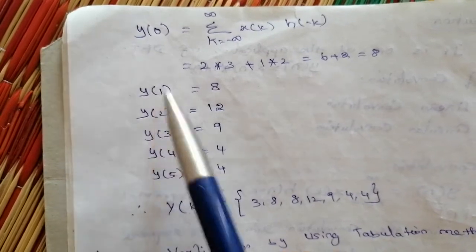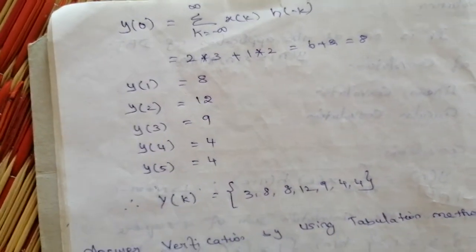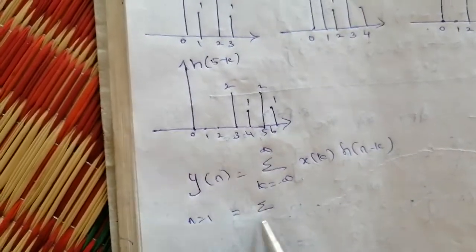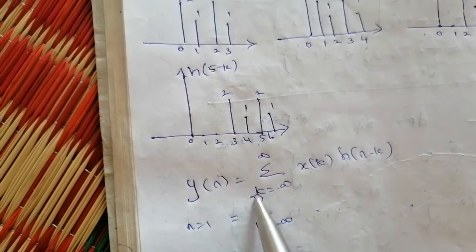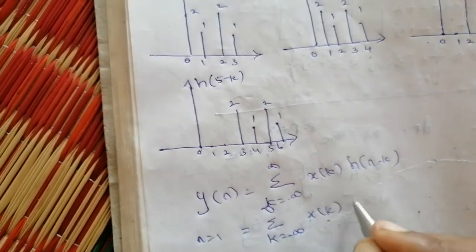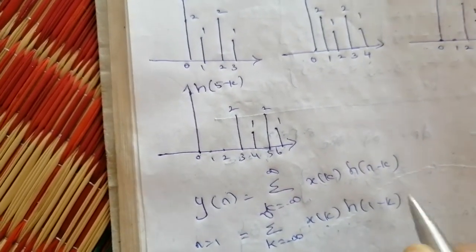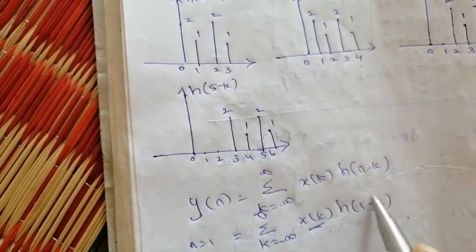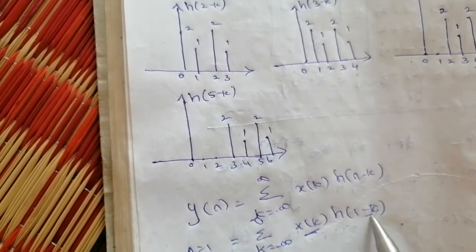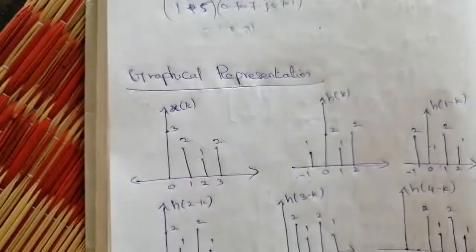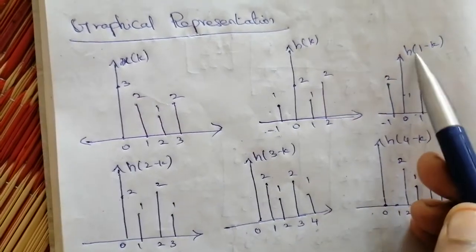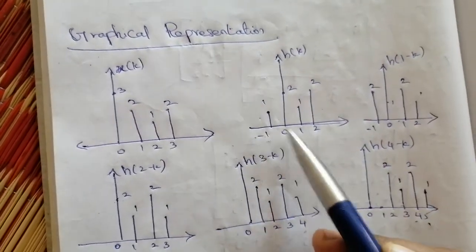Next is substituting n equal to 1, 2, 3, 4, 5. Next, substitute n equal to 1. So if n equal to 1 means summation k equal to minus infinity to infinity x of k h of 1 minus k. But already we have the diagram of x of k and h of minus k. So we have to draw h of minus k into h of 1 minus k. For that we can shift h of minus k by one position to the positive side, because h of plus 1. So minus 1 goes to 0.